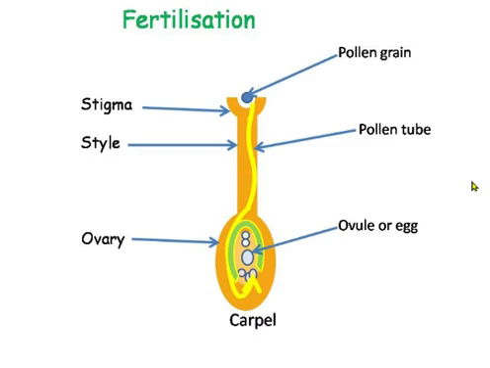Third question, what is pollination and explain the two types of pollination. And last question, what is fertilization? How does a flower help in reproduction of plants?